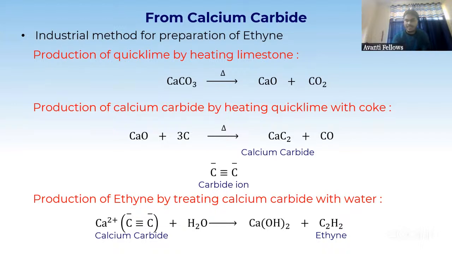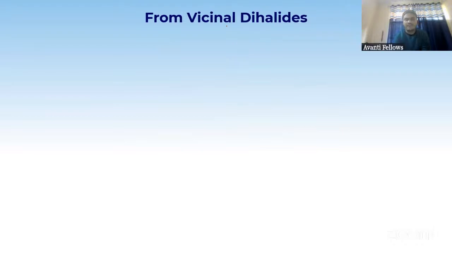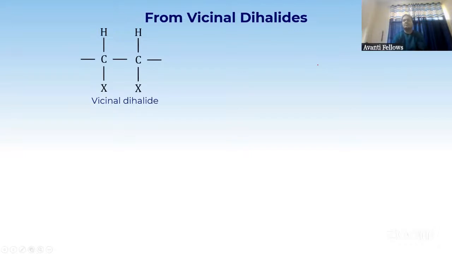Okay, next. Let's see the next method. From vicinal dihalide. So we all know now what a vicinal dihalide is. Can anyone explain what you mean by the term vicinal dihalide? We already studied this in preparation of alkene as well. Vicinal dihalide means when two halogen atoms are attached to adjacent carbon atoms.